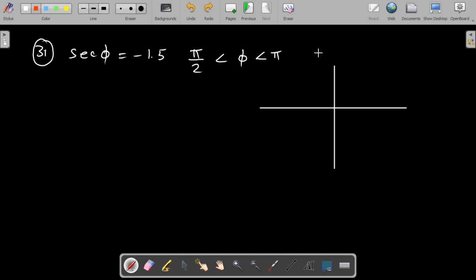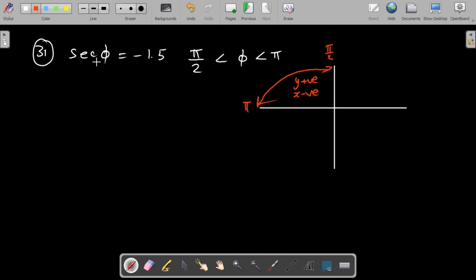So remember, cosine is x over r, sine is y over r, tan is y over x, and sec and cosec would just be the reciprocal of cosine and sine respectively. Now we have this angle, which is said to be between pi over 2 and pi, so it's somewhere here. And in that region, your y is positive, but your x is negative. So just keep this in mind.